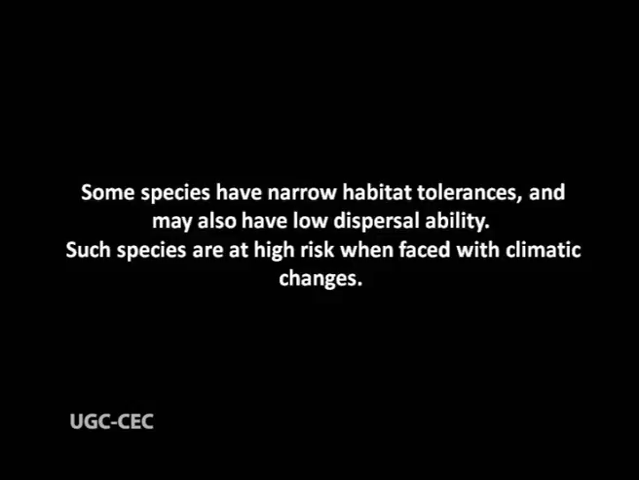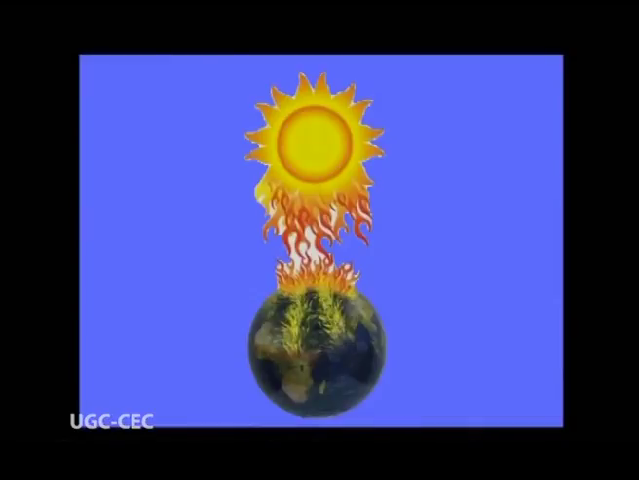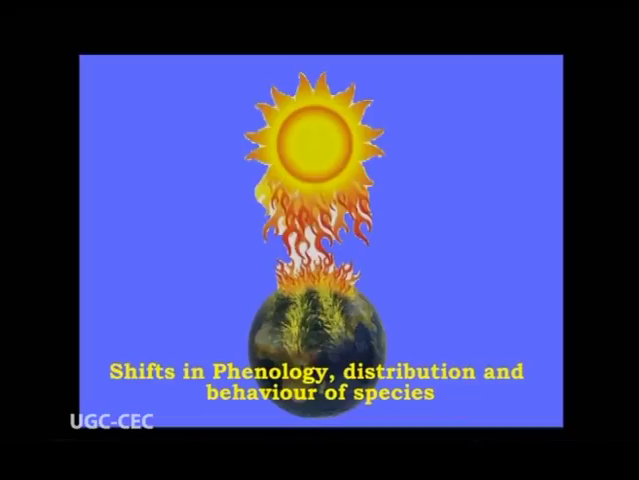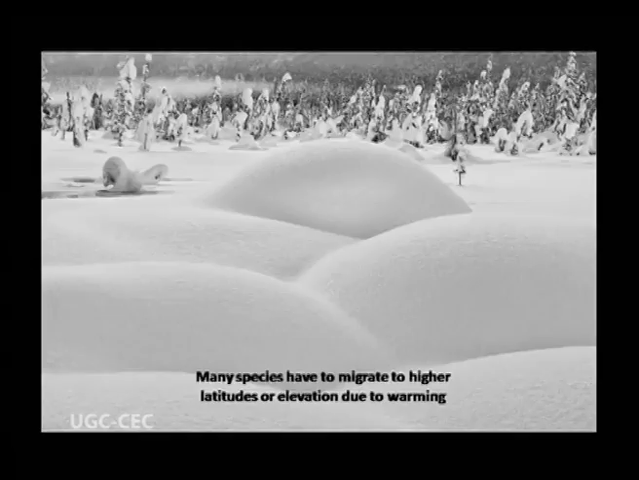Some species have narrow habitat tolerance and may also have low dispersal ability. Such species are at high risk when faced with climatic changes. Worldwide impacts of recent climatic conditions have already been recorded and have led to shifts in phenology, distribution and behavior of species. Many species have to migrate to higher latitudes or elevation due to warming. But at higher levels, the temperature or weather conditions might hardly be conducive for their survival.